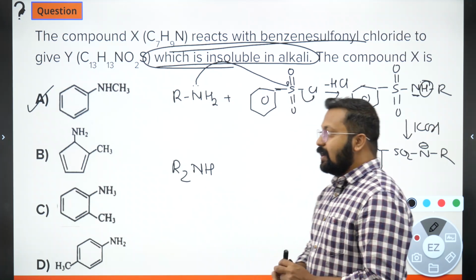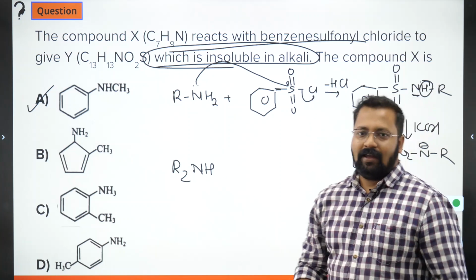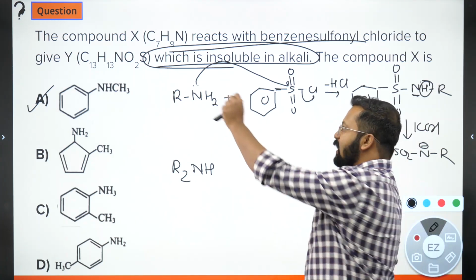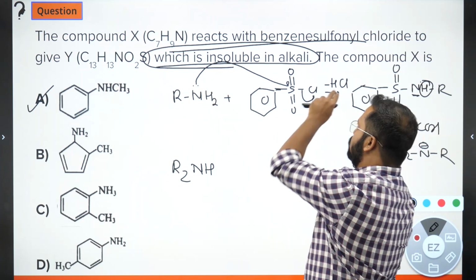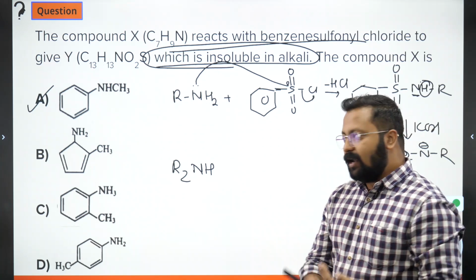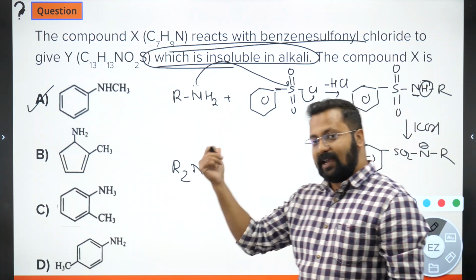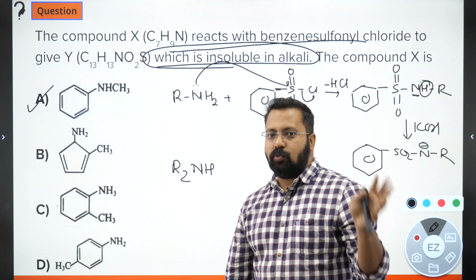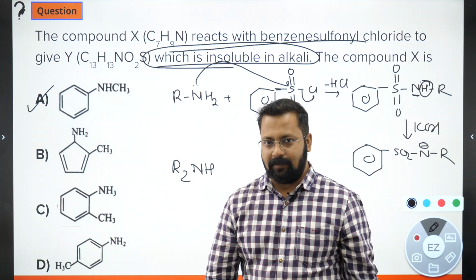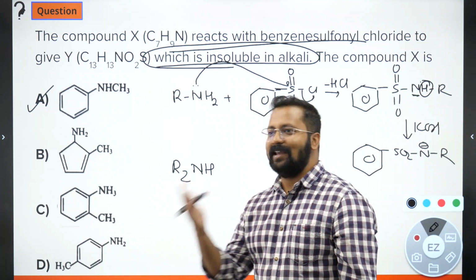3 degree amine अगर आप लेते हैं तो first reaction ही नहीं होता. 3 degree amine will not have any hydrogen attached to nitrogen, so that HCl is given out. So 3 degree amine does not react in the first step. 2 degree amine does not react in the second step. 1 degree amine completes both the first as well as the second step. ठीक है? चलो next question पे चलते हैं.